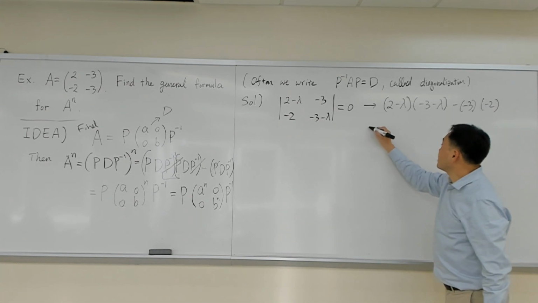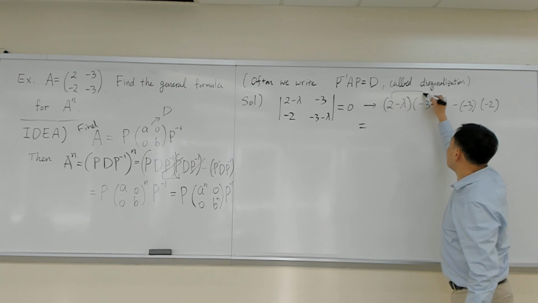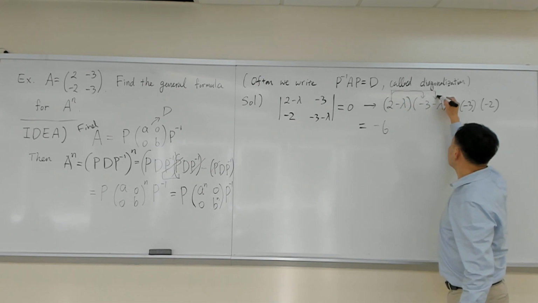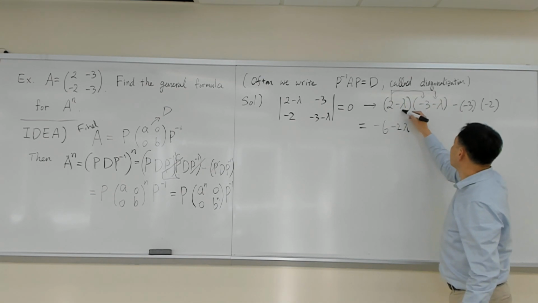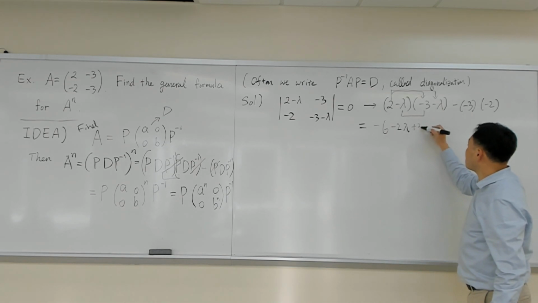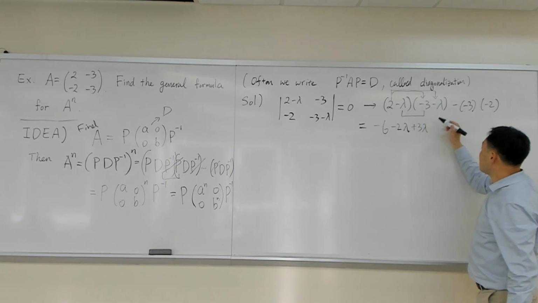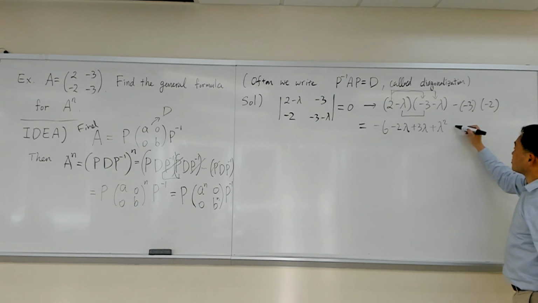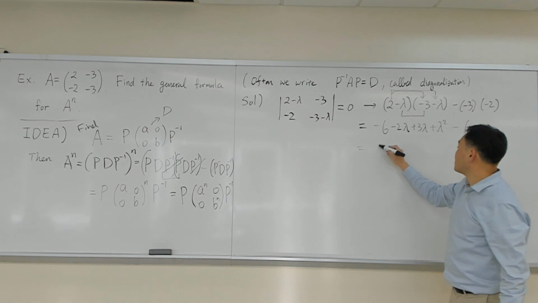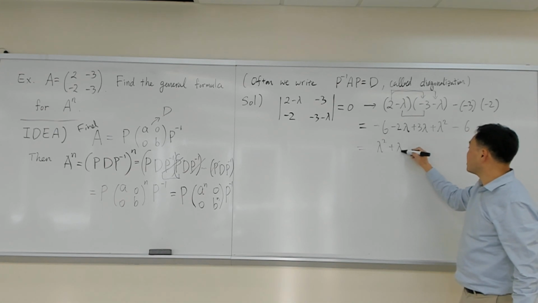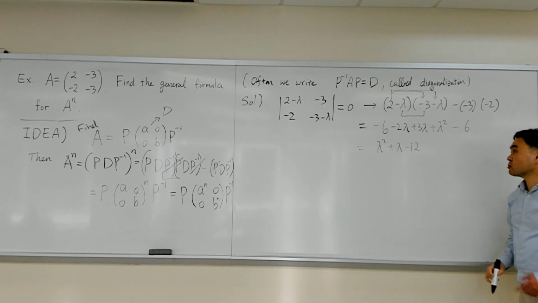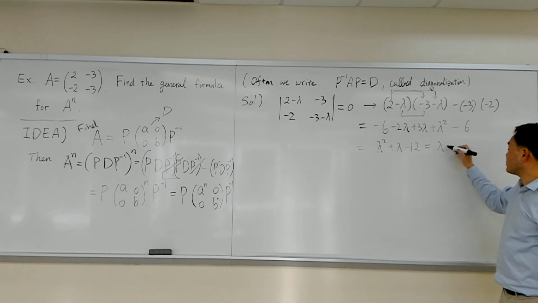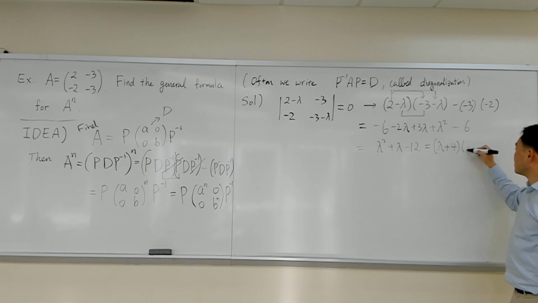And I can multiply this out by simple FOILing. 2 times negative 3 is negative 6. 2 times negative lambda is negative 2 lambda. Negative lambda times negative 3 is positive 3 lambda. Negative lambda times negative lambda is plus lambda squared. Negative 3 times negative 2 is 6, and there's a minus, so it's minus 6. If we simplify, this is lambda squared plus lambda minus 12. We look for two numbers that multiply to negative 12 and add to 1. Those are 4 and negative 3, so this factors as lambda plus 4 times lambda minus 3.